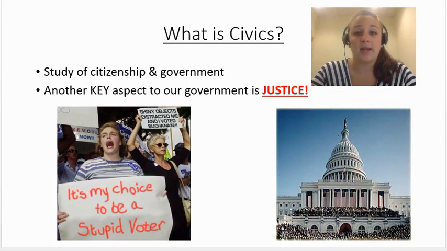So the last time we talked, we were talking about what is civics, and we originally said that it is the study of citizenship and the study of government. We said that one key aspect to our government was liberty. Another key aspect to our government is going to be justice. So let's see what that means.